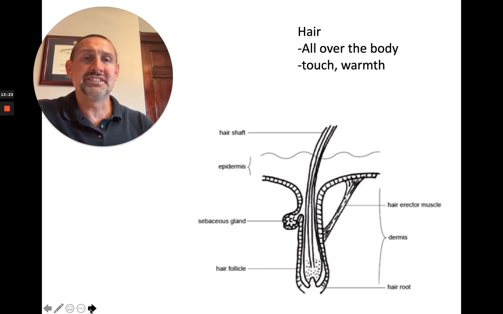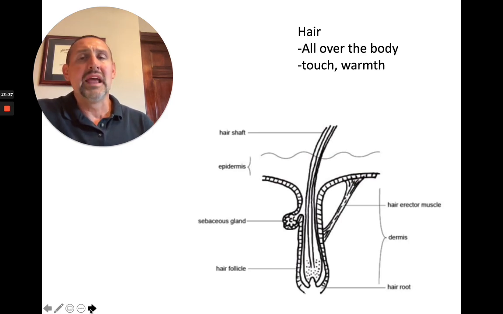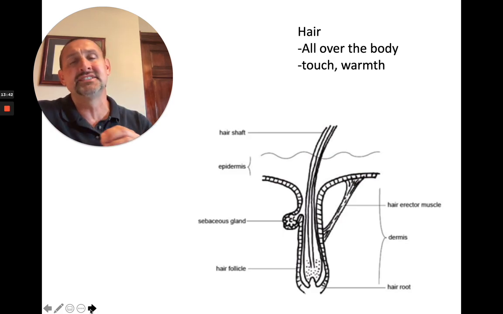You'll notice the sebaceous gland, this oil gland, it helps to keep the hair pliable, movable, without being brittle or breaking easily. The root of the hair is the bottom part of the hair where the hair is growing. Hair helps us sense things. Like we can sense things crawling on our skin sometimes because they move hair. It also creates a layer of warmth around the body.